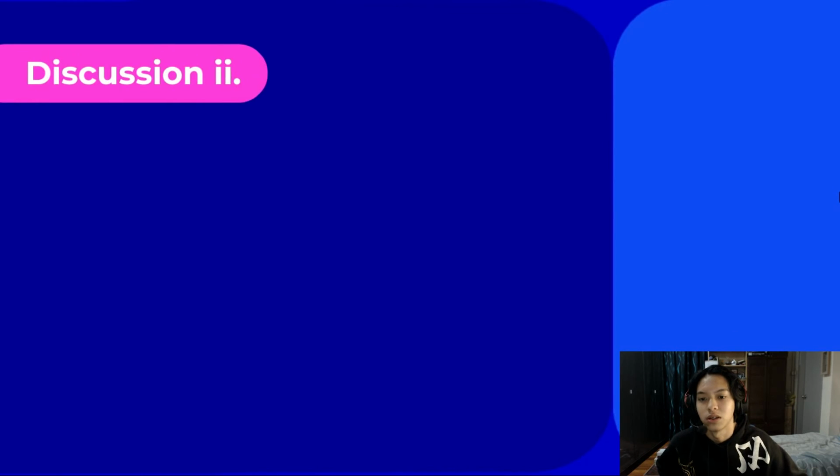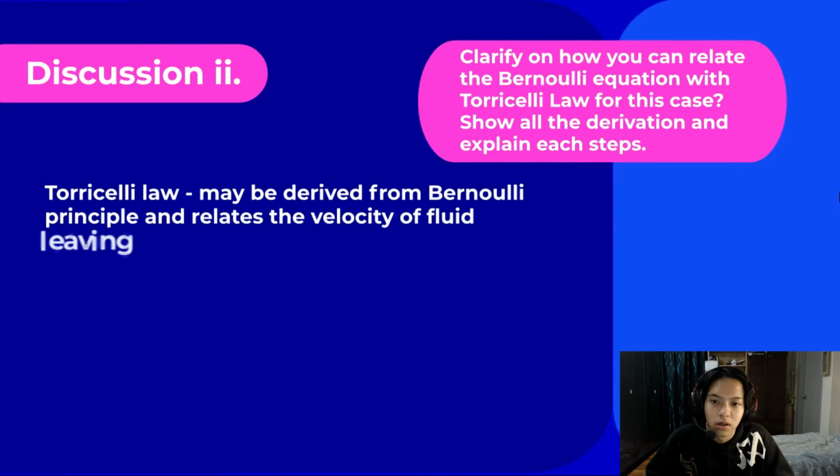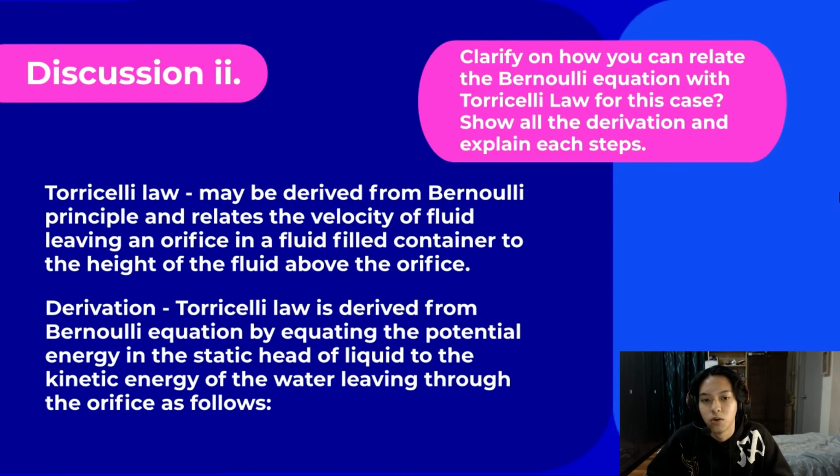For question number 2, clarify how you can relate the Bernoulli equation with Torricelli's law for this case. Show all the derivation and explain each step. Torricelli's law may be derived from the Bernoulli principle and relates the velocity of fluid leaving an orifice in a fluid-filled container to the height of the fluid above the orifice.